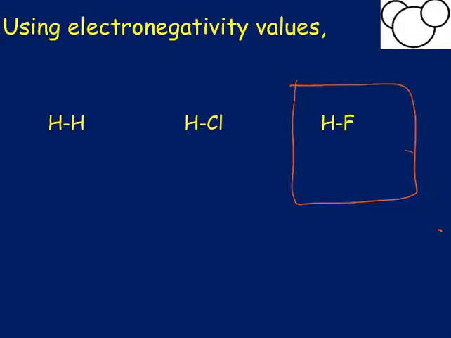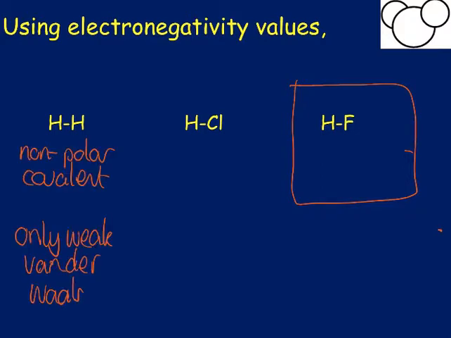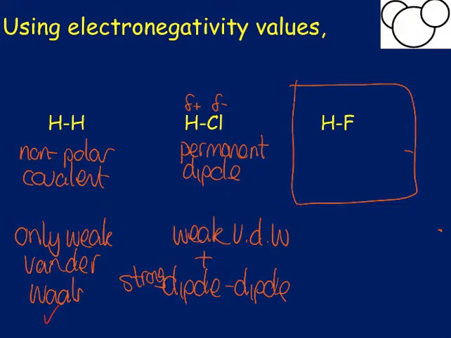Now, these were the things we did earlier, so I'm just going to go through them again. So we have HH, it's got to be nonpolar covalent because there's no difference in electronegativity. It only has weaker van der Waals. HCl, when we went through it, has a permanent dipole. And it will have weaker van der Waals and it will have the strong dipole-dipole as its intermolecular forces.